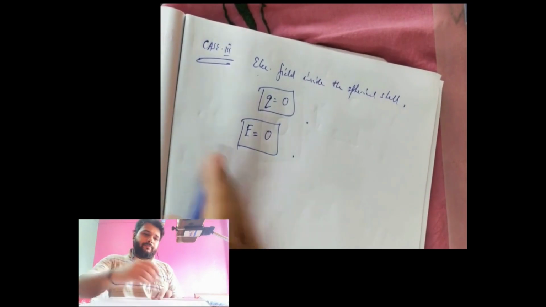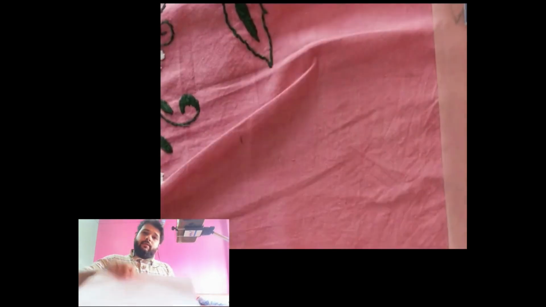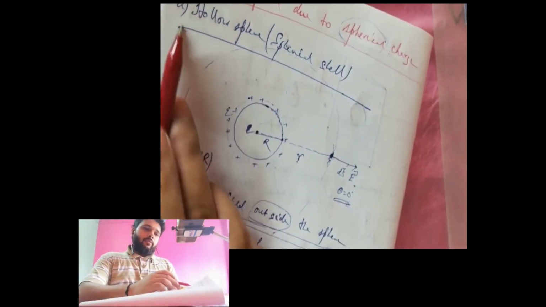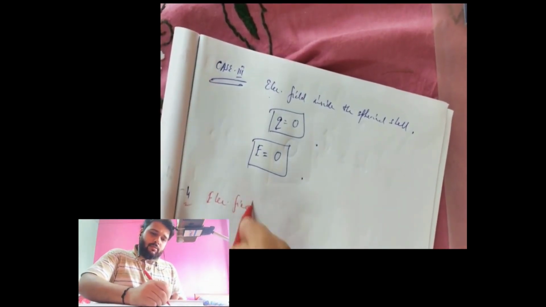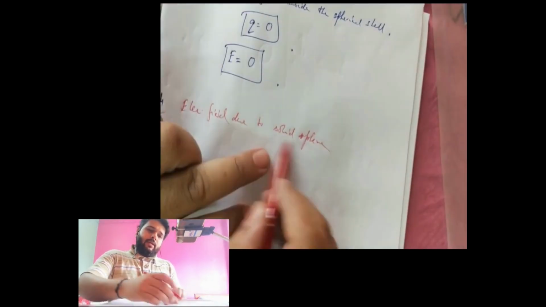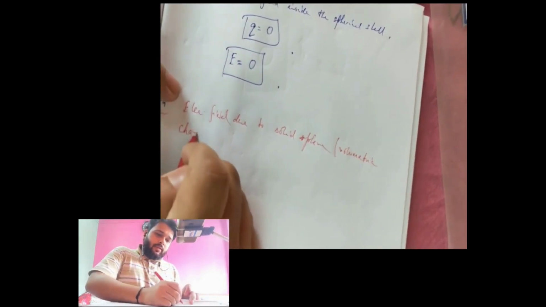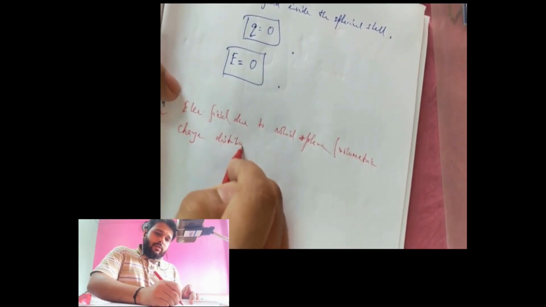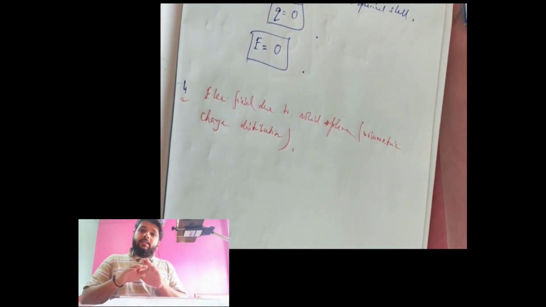Okay, next. So we have completed the first part, that is the spherical shell, the hollow shell. Next, electric field due to a solid sphere. For a solid sphere, we can also write this as volumetric charge distribution. Volumetric charge distribution means what? Volumetric charge distribution means the charge is spread out throughout the volume.